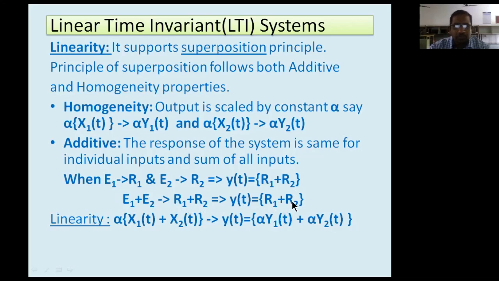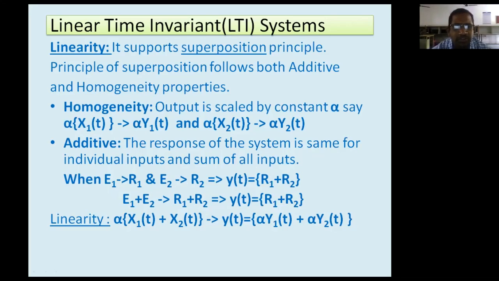So the output I got after combining the two inputs at the input, and the output that I got from the individual inputs, should compulsorily be the same. If these two are the same, then we say that it is supporting the additive property, something like the superposition theorem.